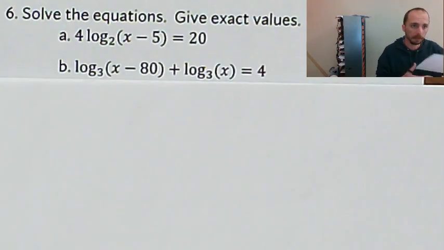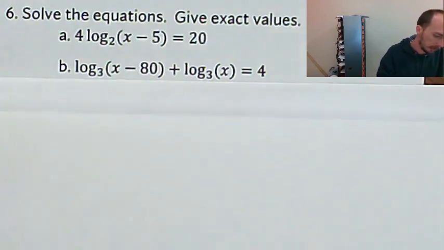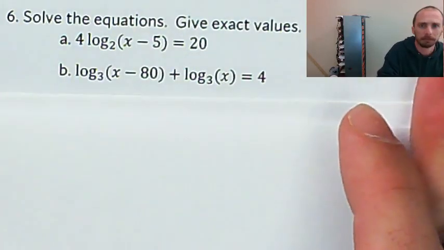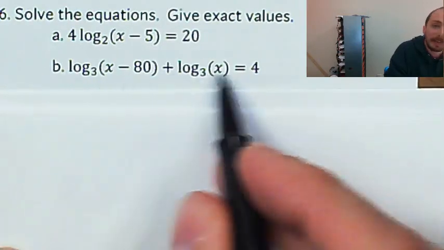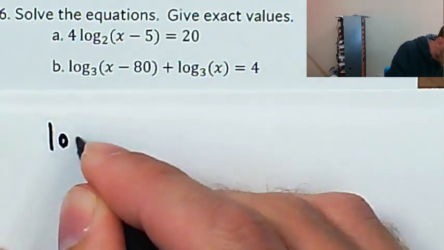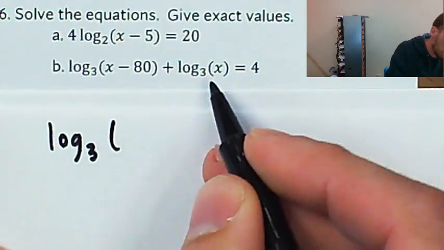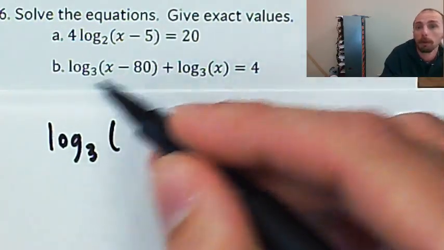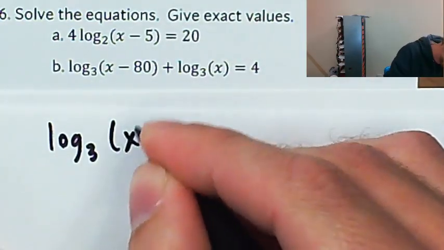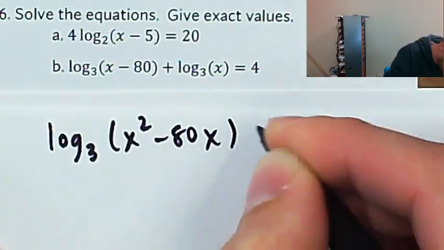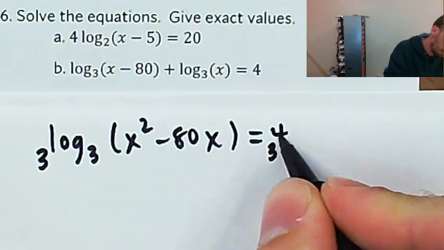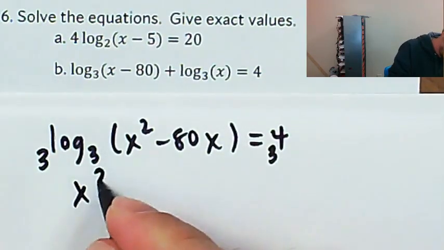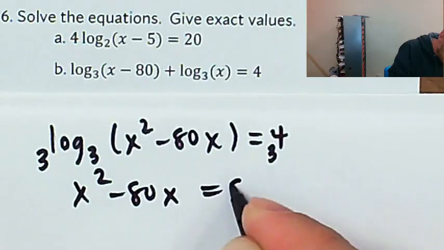Right, I'm going to move on. B is log base 3 of x minus 80 plus log base 3 of x equals 4, give exact values. For B, I'm going to have to combine these together with a log property. Okay, so I'm going to combine them into a single log by multiplying their arguments. So x minus 80 multiplied by x, I'd have to multiply both of these things by x. It'd be x squared minus 80x. And that's going to equal 4. Then I'm going to take 3 to both sides' power. Okay, 3 to the 4 is 81, equaling x squared minus 80x.